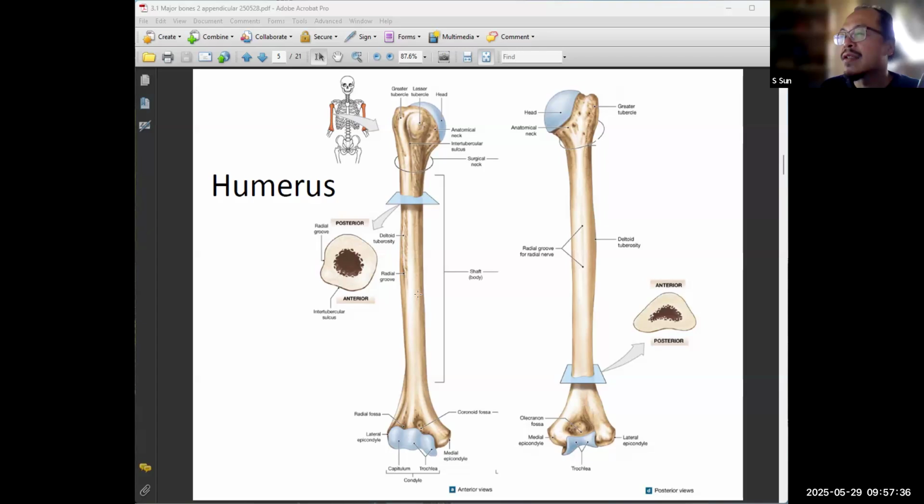Continuing down here, at the distal portion we have the cartilage again. It has two surfaces. One is called the capitulum, and the other one is the trochlea. These will connect with the forearm. In the forearm, we have the ulna and the radius, and they attach to here.